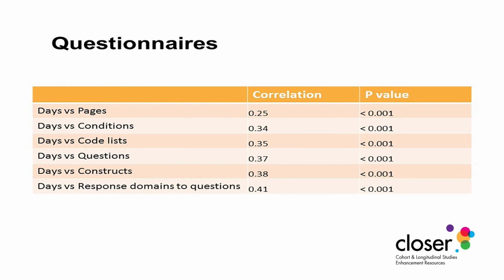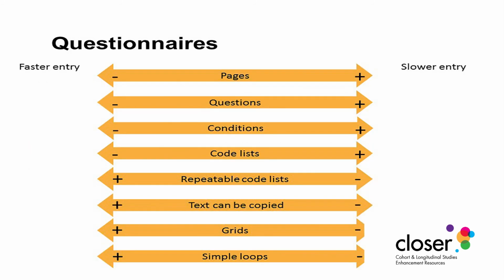The strongest correlation is with the number of links between the response domains and questions. Unfortunately, we can't really use that as a predictor of how long it's going to take, because we don't really know that until after we've entered the questionnaire. So the most useful thing might be to look at the pages and then maybe add in how many questions you've got as well and try and work it out from there. Or you could start from a basis of what the average questionnaire contains and then increase or decrease the average from that.